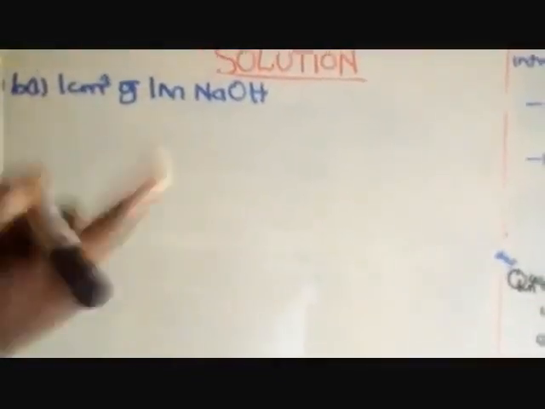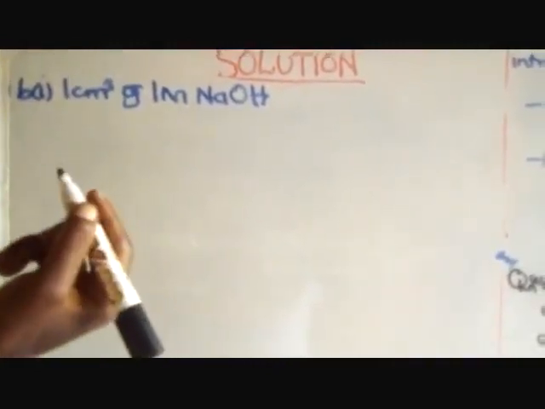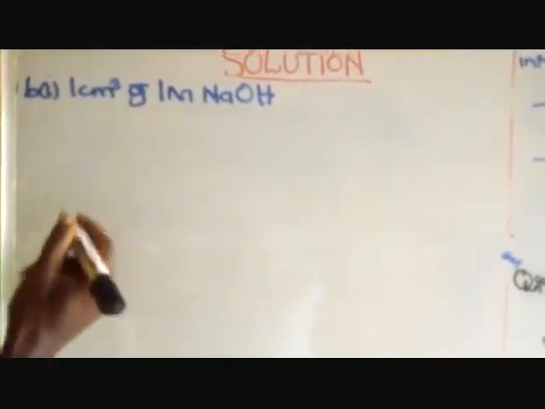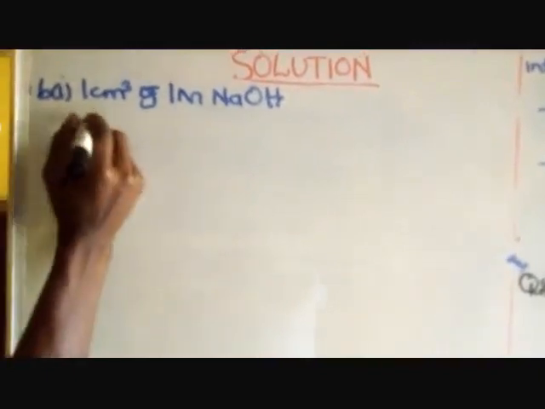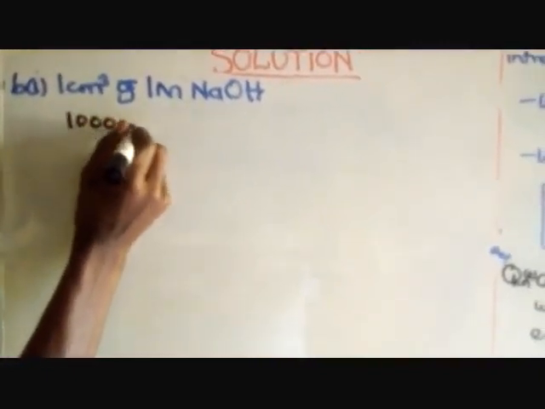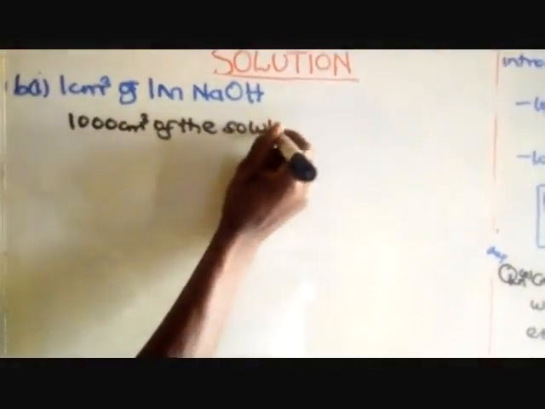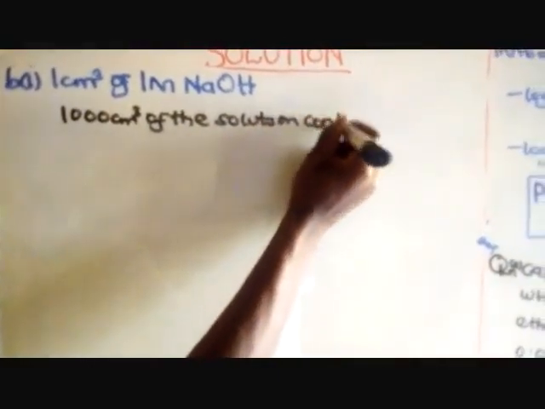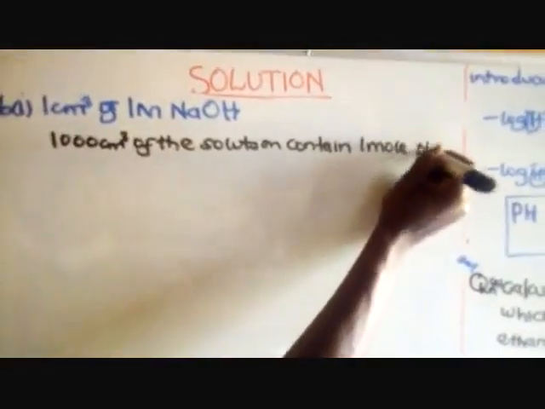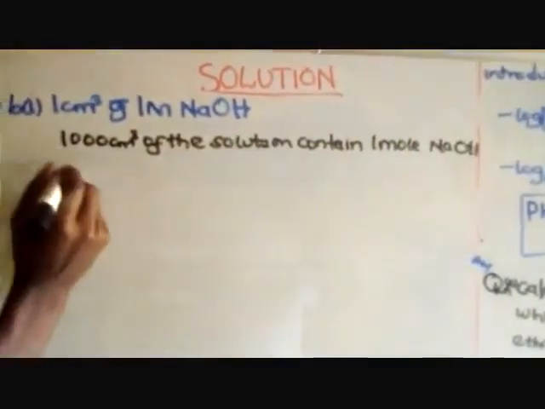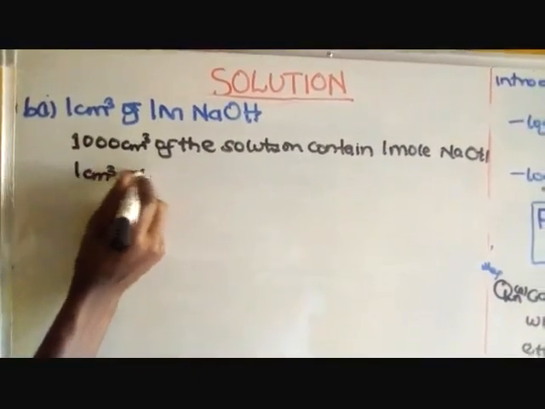So now part B, they are saying calculate the pH change when 1 cubic centimeter of 1 molar sodium hydroxide was added to the same solution in part A, don't forget that. Remember our solution in part A, we have already got our pH. Now here what we are going to do to find the pH change, we are going to first compute the number of moles of sodium hydroxide. So we shall say 1,000 cubic centimeters of the solution contain 1 mole of sodium hydroxide. Then what about the 1 cubic centimeter given in the question? What about the 1 cubic centimeter of the same solution?